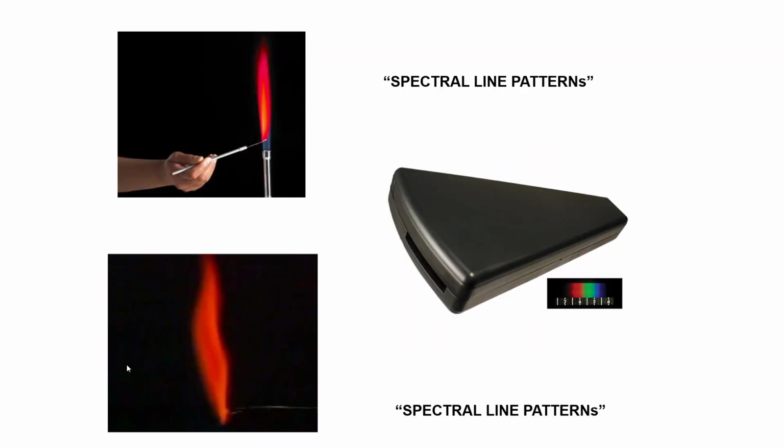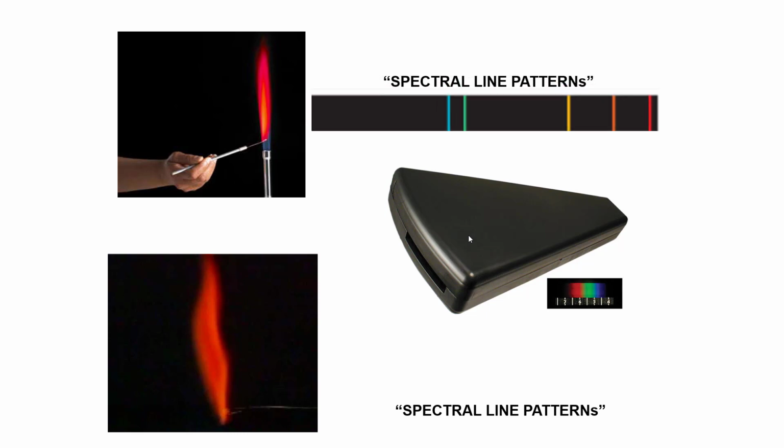So what we have to do is look at what's called spectral line patterns. Spectral line patterns are examined by using something called a spectroscope, and you may have used this in other science classes before, where it takes the light and will break it into component wavelengths to create lines. What it looks like is this.